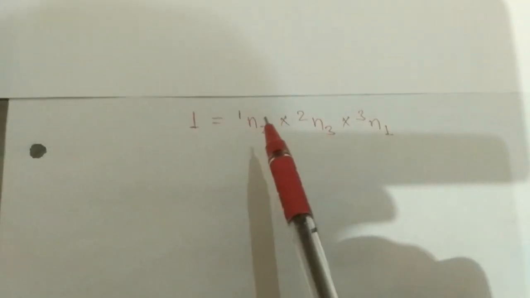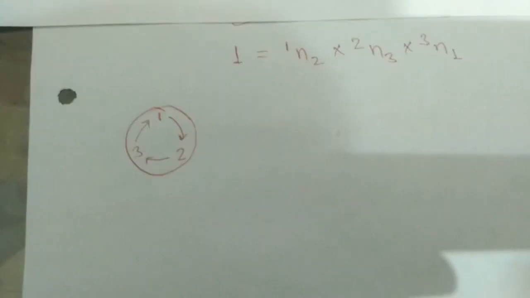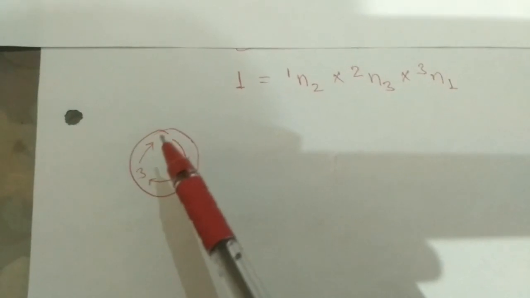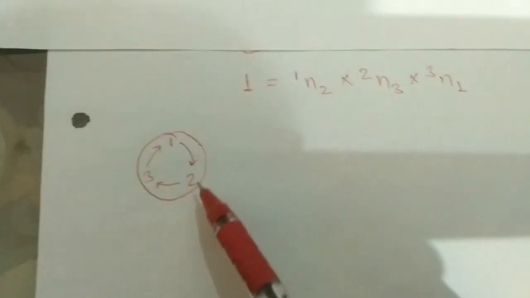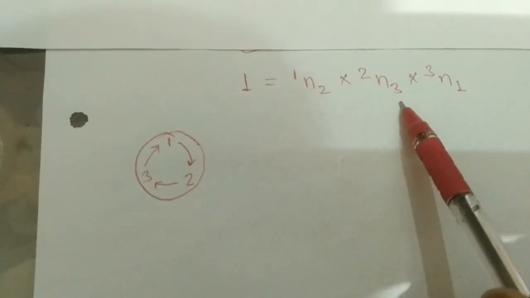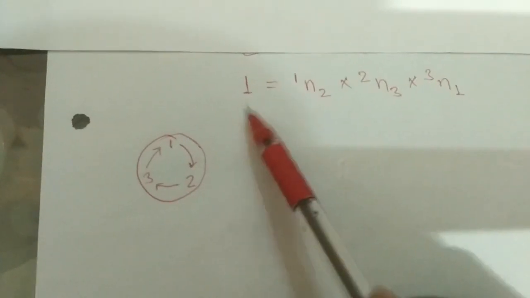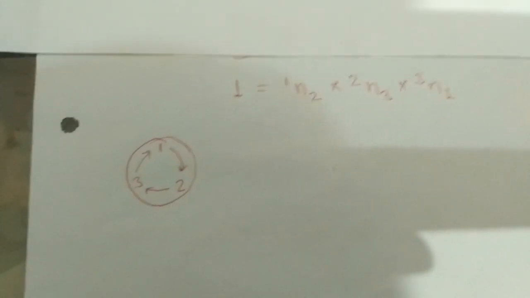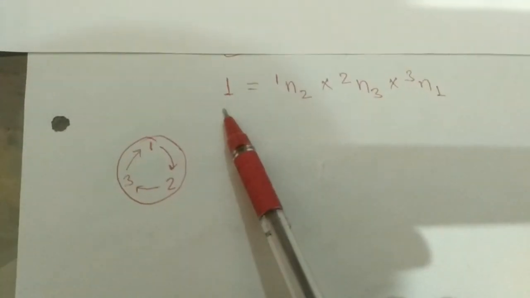First of all, let's see how to write for these 3 media. Just draw a circle like this. In that circle, mention these arrows 1 to 2, 2 to 3 and 3 to 1, and match it. That 1 to 2, then 2 to 3, and then 3 to 1, and 3 and 1 comes to 1 only. So whatever be the number of media, the product of the refractive indices of every medium is equal to 1.